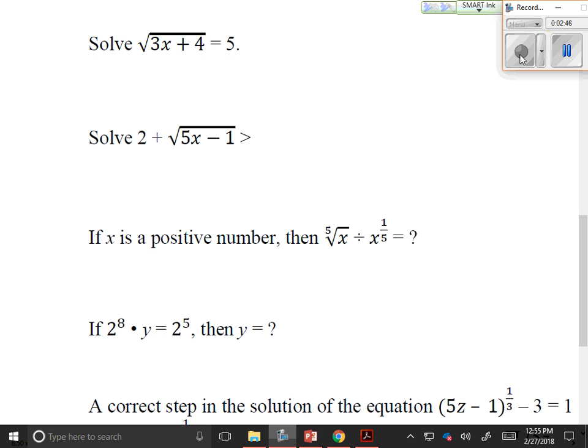The next one, we need to solve this. Since we have only the radical part on the left side, we can square both sides. So when you square both sides, make sure you square both sides. Some people are forgetting to do that. When you square the left, the radical comes off. But make sure you square the right also. Then solve it just like you would any other algebra problem. Subtract 4 from both sides. Divide both sides by 3. And x would be 7.